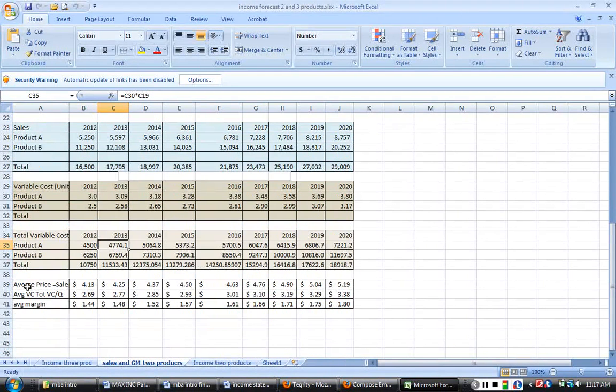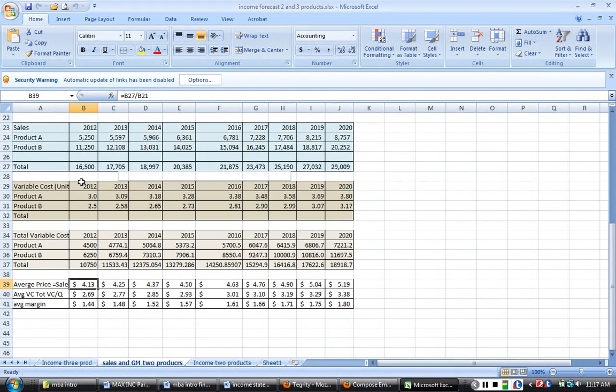Now, one thing I've done over here, which we'll need later on, but I did it over here because the information resides over here, is to look at the average price. Because we have two products, product A and product B, we looked at the average price, and the average price is really looking at the total sales we are selling, dividing it by the total quantity.